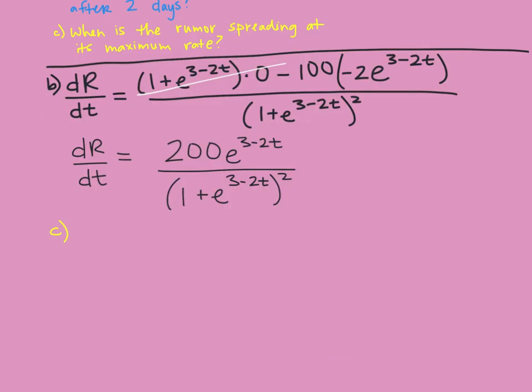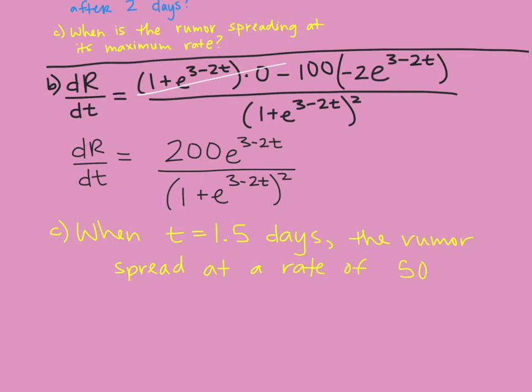So we can write that when t equals 1.5, so 1.5 days, that's actually answering the question, when is the rumor spreading at its max rate? If it asks you for what the maximum rate actually was, we can write the rumor was spreading at a rate of 50 students per day. So that's how we can use our calculator to help us find the maximum rate.